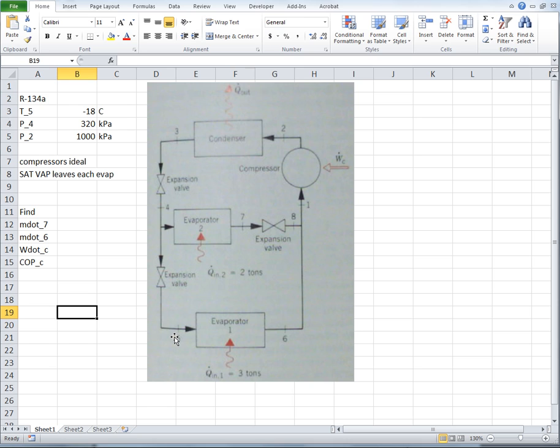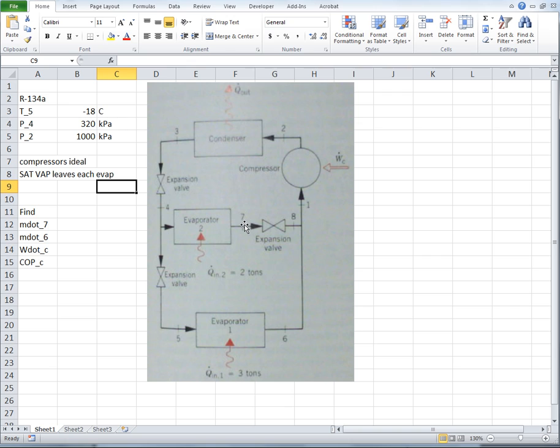Okay, well, it might be a good idea to take a look at a TS diagram and see if we can anticipate what this cycle is going to look like. We're given quite a bit of information. We know that we have saturated vapor at state 6. I mean, it's given here. So we have saturated vapor at state 6 and at state 7.